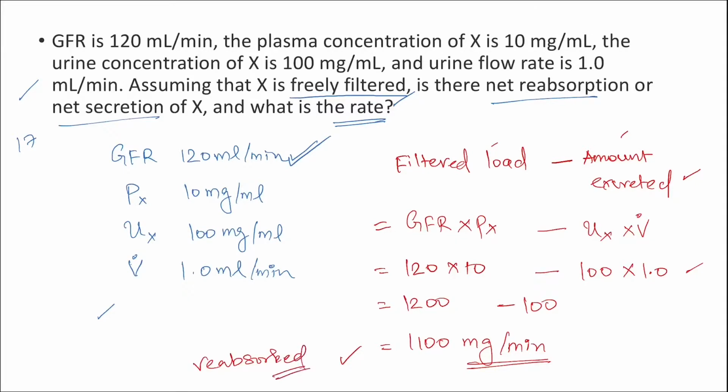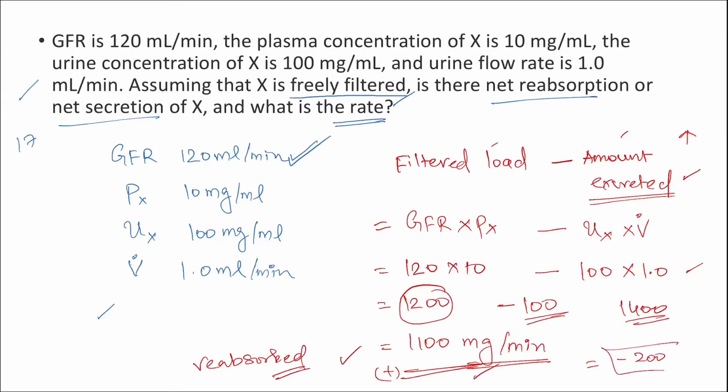So since this value is positive, we can say this is reabsorbed. And if the total amount excreted is more than the value of the filtered load, let's say here if we get 1400 or something like that, the answer becomes minus 200. So in this case we can say there is a net secretion of the particular substance.